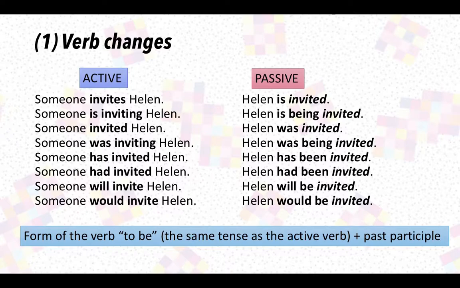So, if you want to transform someone has invited Helen into the passive, first put to be in the same tense. In this case, the tense is the present perfect. So this will then become, for to be, has been, and then you add the past participle invited, and then you have successfully transformed your verb.